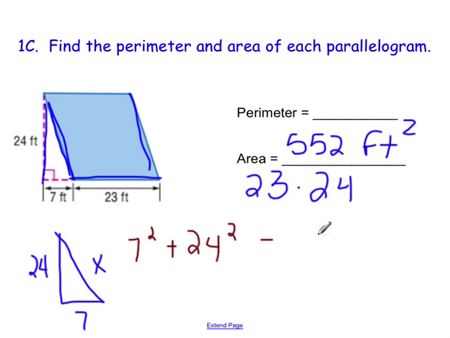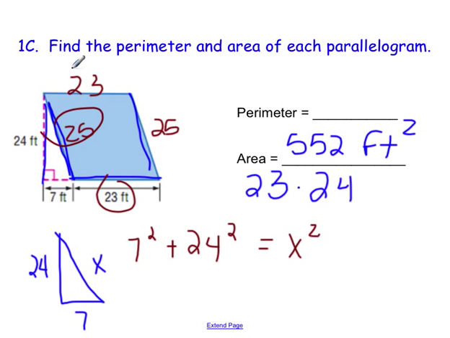Again, I'm assuming this is something you're comfortable with at this point. So then what you end up getting is that this side is 25. So that means that this side is also 25, and this one's 23, because remember, opposite sides need to be congruent. So then to calculate the perimeter, we add up all of those values, and you end up getting 96 feet. Let's take a look at number 2.